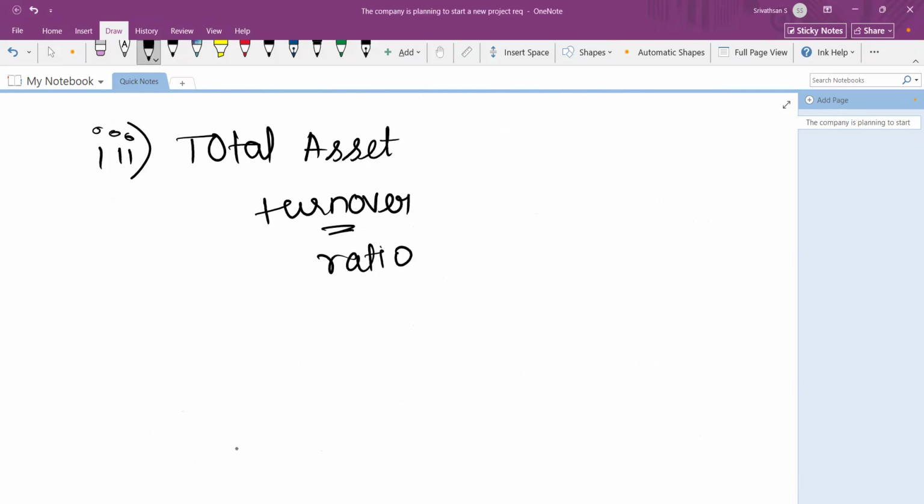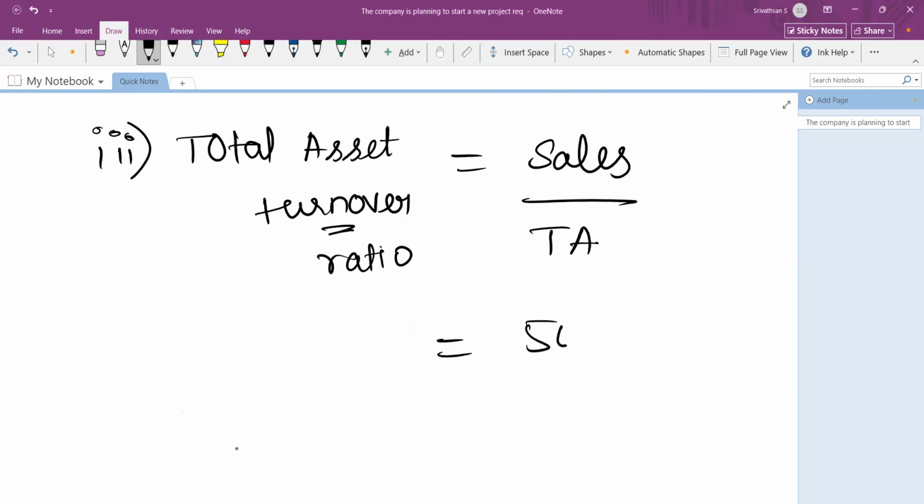See, for any turnover ratio, the numerator should be sales, except for inventory turnover ratio. Only while calculating inventory turnover ratio, the numerator will be cost of goods sold. But for all the other turnover ratios, the numerator will be sales. So sales divided by total asset. This is the formula for calculating total asset turnover ratio. Now, what is the amount of sales given in the question? It is directly given, 50 lakhs.